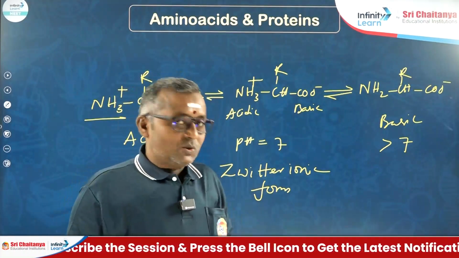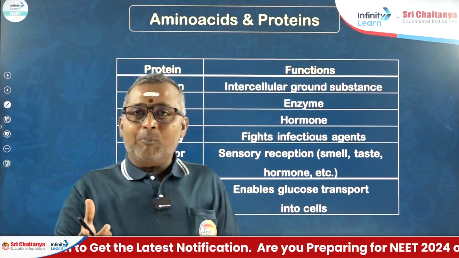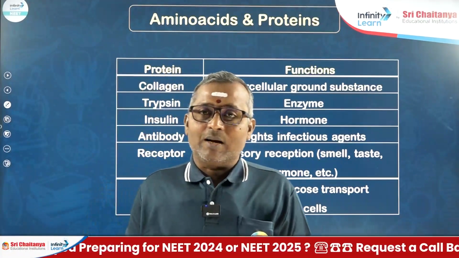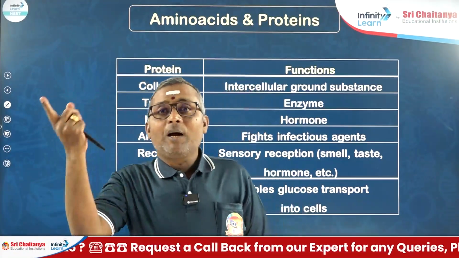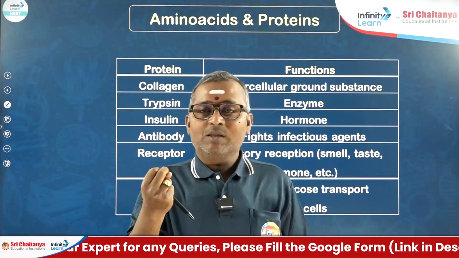As we understood now, amino acids are the building blocks of proteins. A protein is composed of many amino acids. Proteins are heteropolymers. Polymers are of two kinds, homopolymers and heteropolymers.